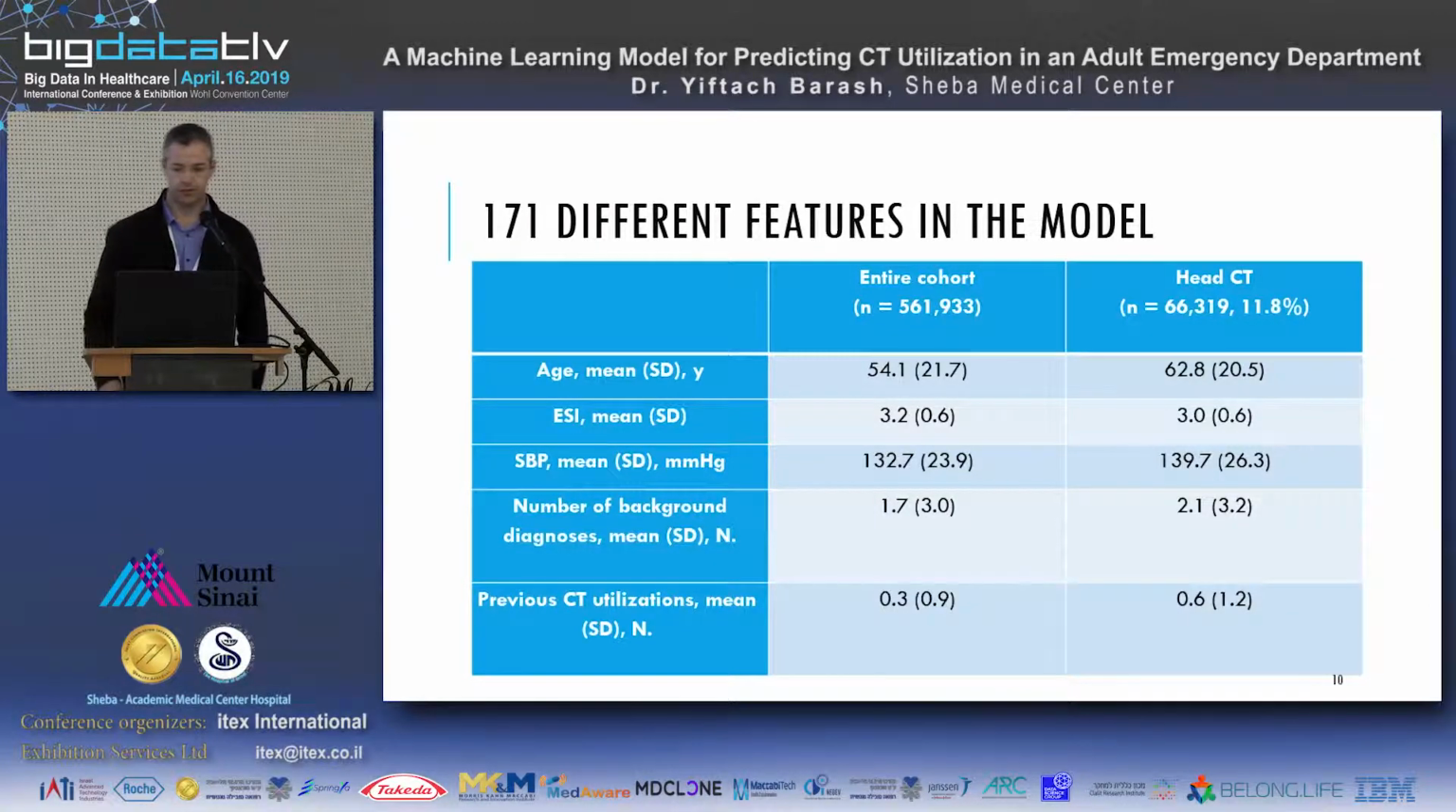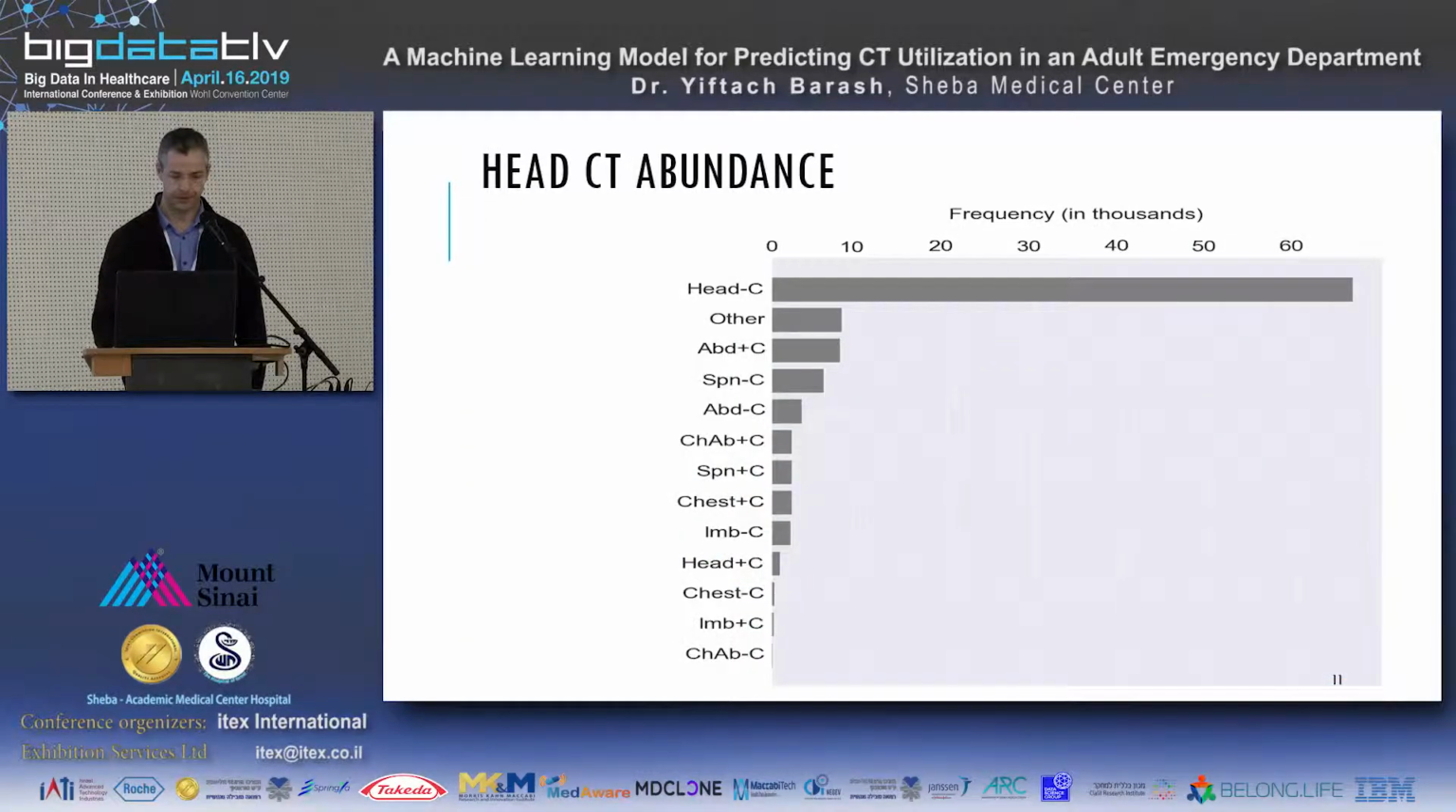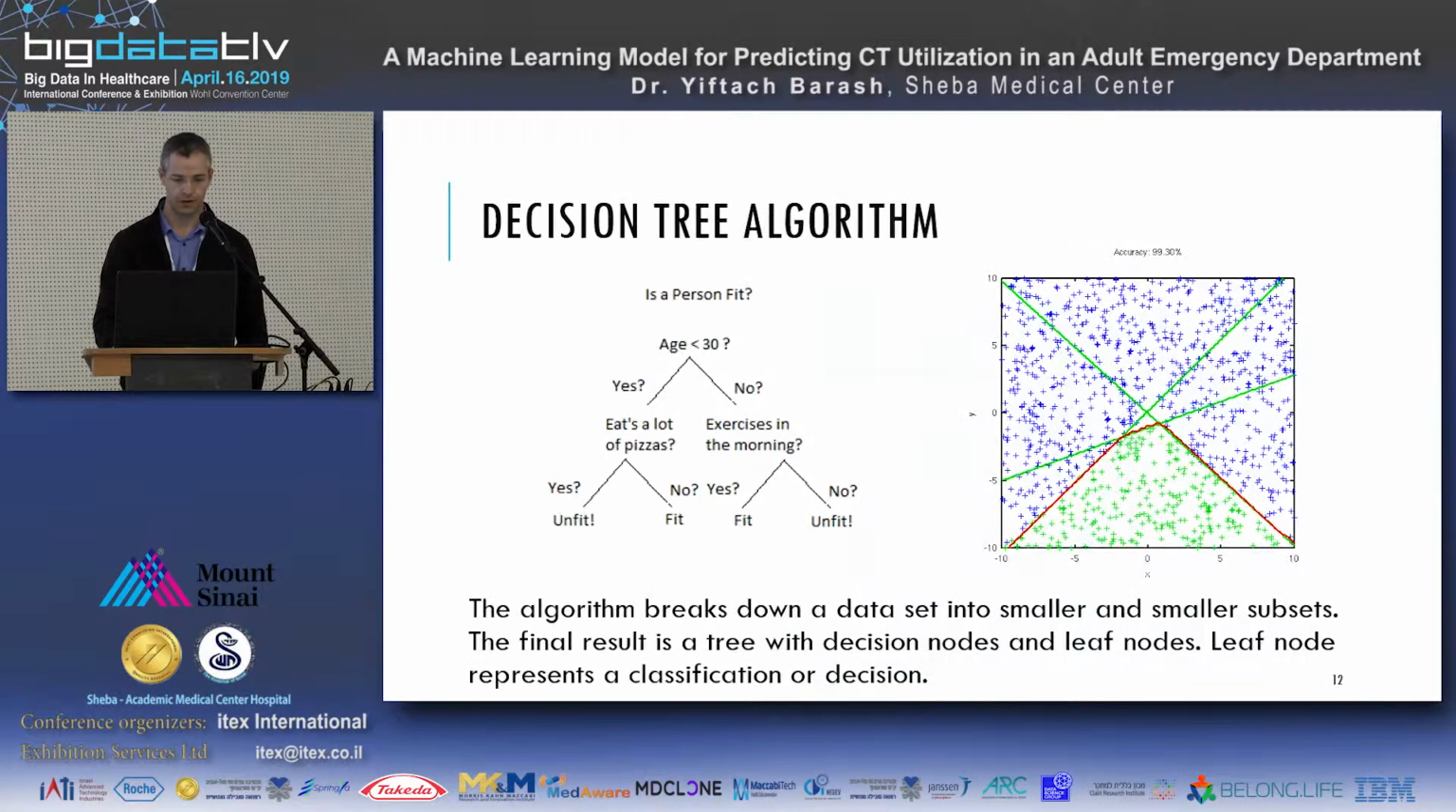But it should be noted that we analyzed 171 different features, and thus analyzing each feature and its dependencies is hard and exhausting. And we use machine learning models. From analyzing the input data, we can see that the head CT is by far the most abundant CT exam in the ED, and this is the reason we chose it as our prediction target.